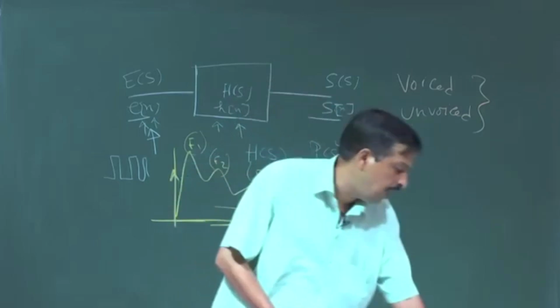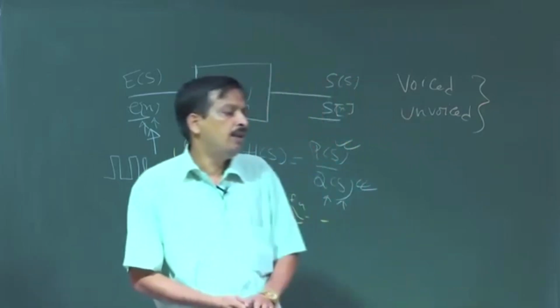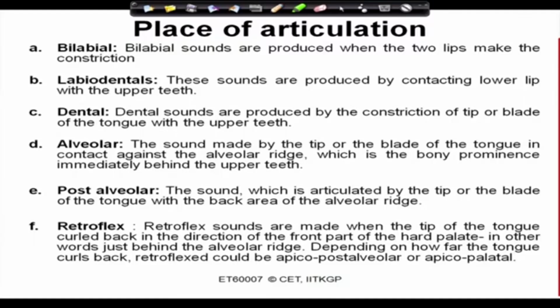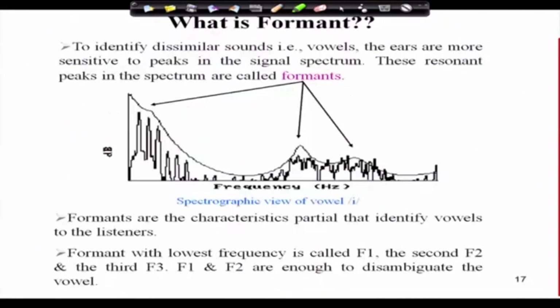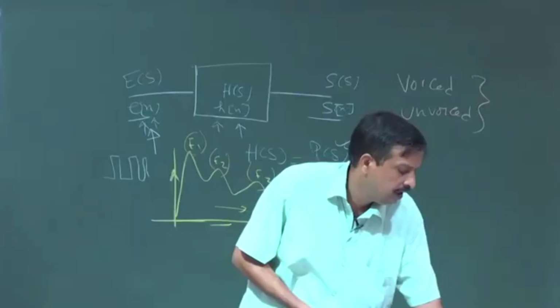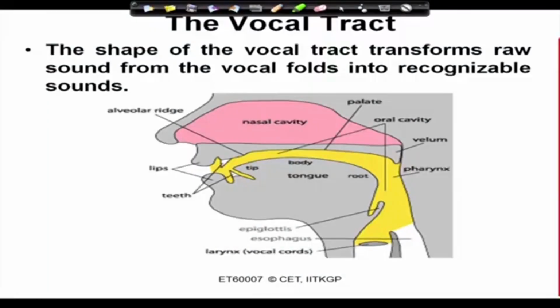How do I describe the place? The different places are bilabial, labiodental, dental, alveolar, postalveolar, retroflex, palatal, velar, uvular, pharyngeal and glottal. If I see the upper part of the human speech production system here, the different upper cavities can be parts in different places: bilabial, then dental, then labiodental, meaning lip and dental can be there. Or I can draw that. This will be very easy if I draw it. Let me draw a human speech production system.